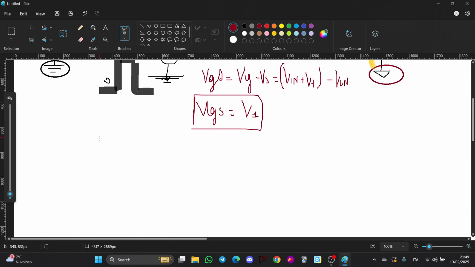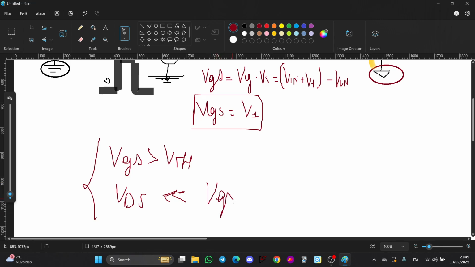If this condition is met, so if VGS is higher than VTH, and VDS is way lower than VGS minus VTH, you are in the ohmic region.